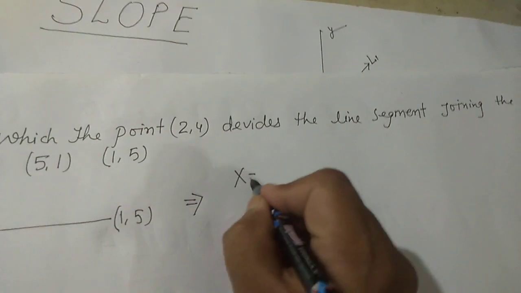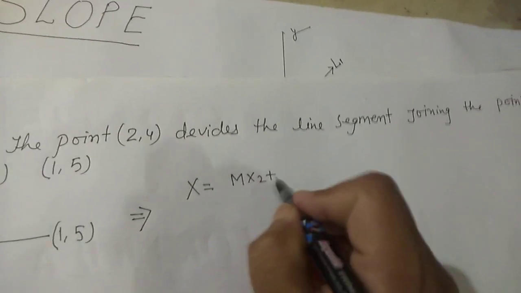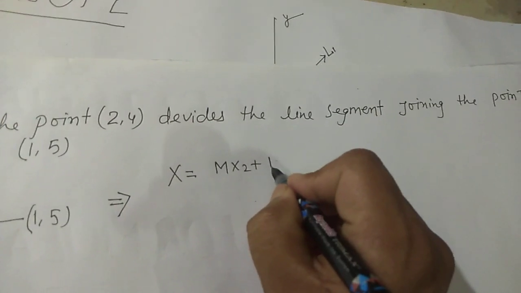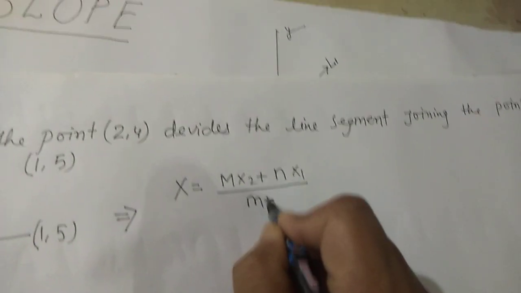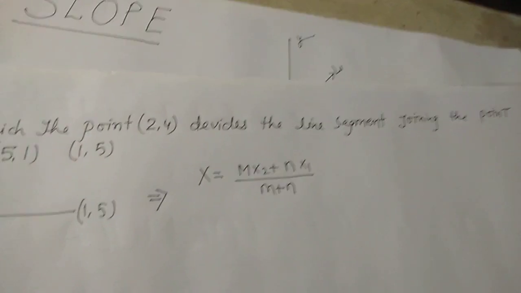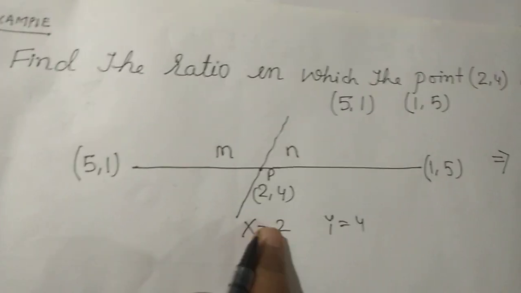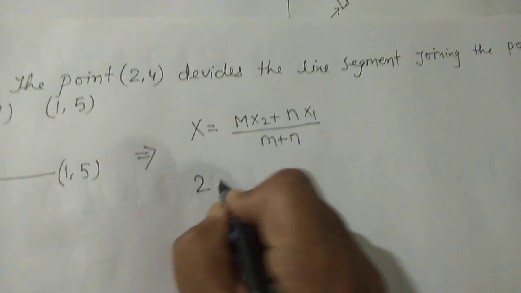X is equal to, we know, m x2 plus n x1 upon m plus n. I'm writing the formula. This is a good habit: always write the formula. So here what? X is equal to 2, and Y is equal to 4. X equal to 2.